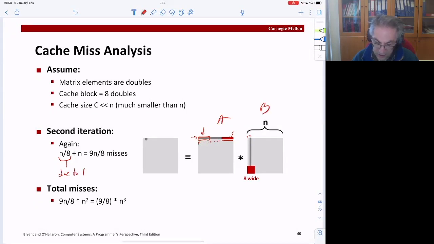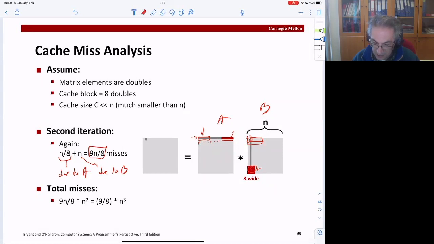Okay, due to A. And what about in the case of B? Well, when I'm multiplying this, again I will be accessing this, but this whole line, the data block, will be brought into memory. And the fact that this was in the cache before will not benefit me. As you move down, this one will disappear. Again, we will have n misses due to B. So I will have 9n over 8 misses.